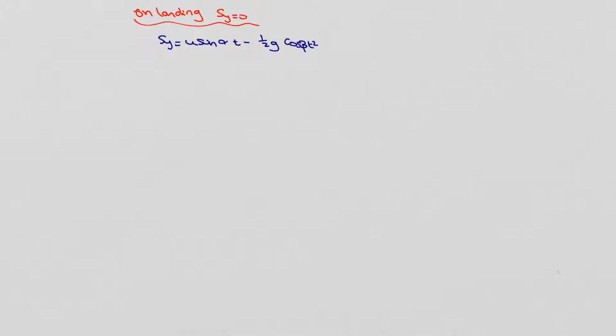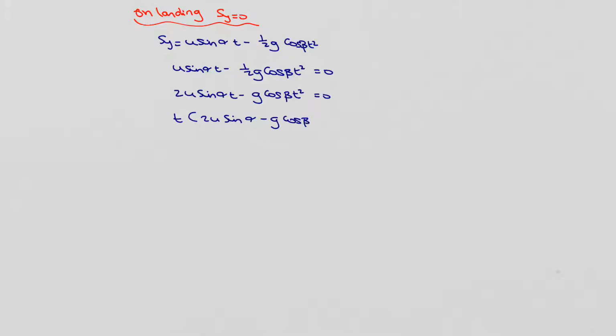So therefore, if I left that equal to 0, then I multiply across by 2. I'll be able to take out the highest common factor, which is of course t, leaving me with 2u sin alpha minus g cos beta t.